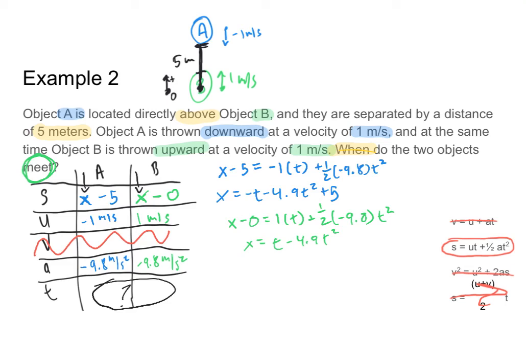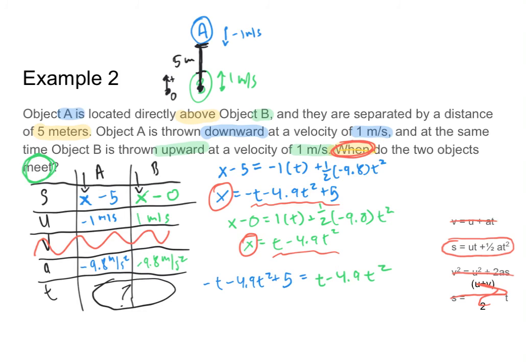Now this problem is asking me to find when my objects meet. So what I want to find is my time. I know that this x and this x are equal to one another. So that means that the right sides of each of my equations are also equal. So I'm going to write that down: negative t minus 4.9 t squared plus 5 is equal to t minus 4.9 t squared.